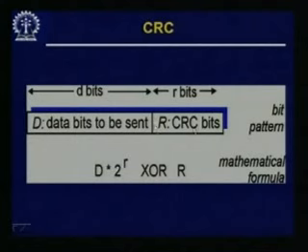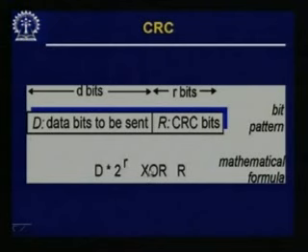So, we have D data bits and suppose R CRC bits. How are the CRC bits computed? D into 2 to the power R XOR R. This is done by some division, as we will see how it is done. This is the formula: D into 2 to the power R by G. This is the generator polynomial. Why it is a polynomial, that we will see. Actually, the bit pattern is represented as a polynomial.